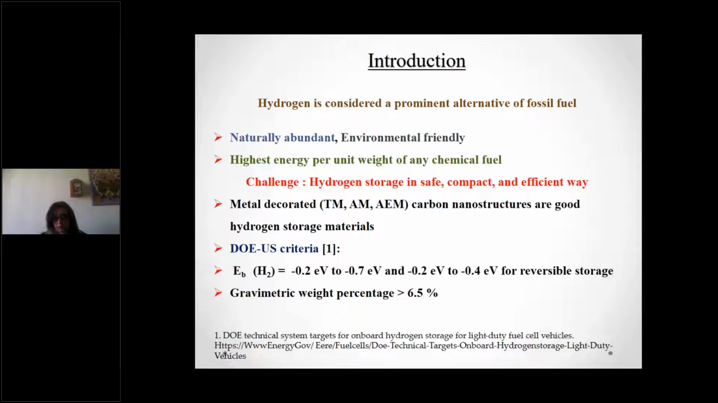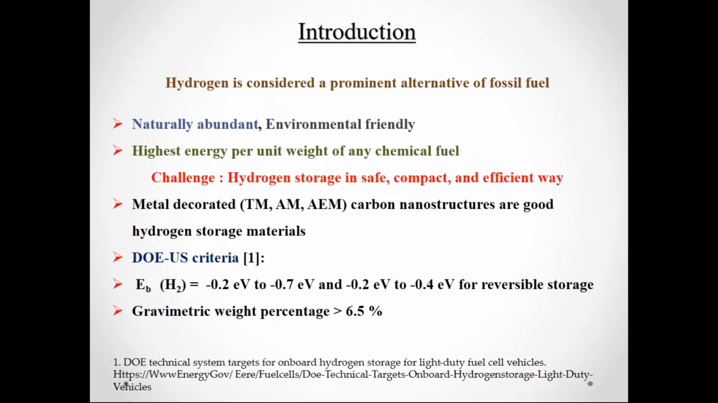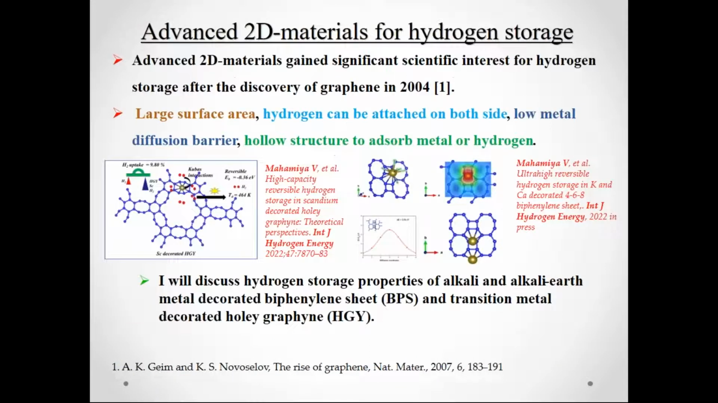The Department of Energy of the United States has issued some guidelines for the ideal hydrogen storing substrate. According to these guidelines, the binding energy of the host substrate should lie in the range of 0.2 to 0.7 electron volt, and more specifically, in the range of 0.2 to 0.4 electron volt for the reversible storage of hydrogen. And the gravimetric weight percentage of hydrogen should be more than 6.5%.